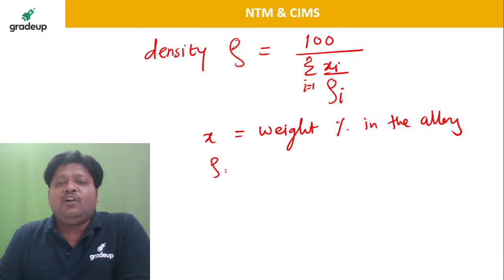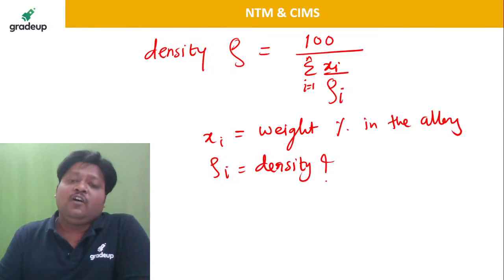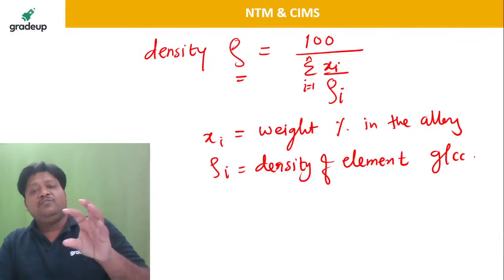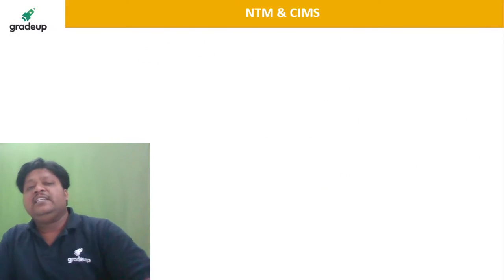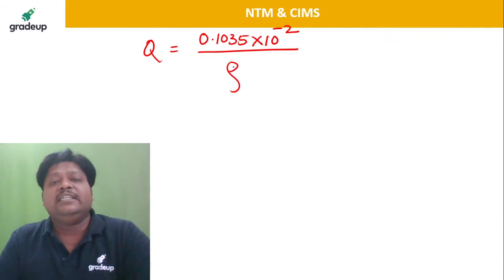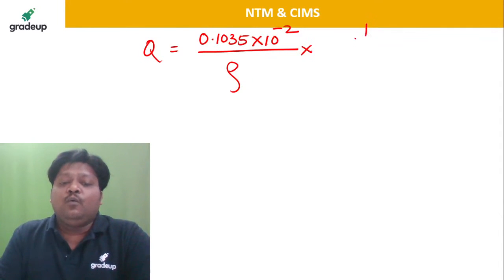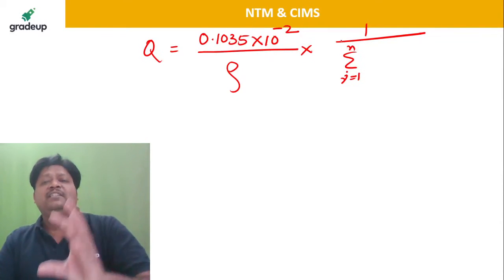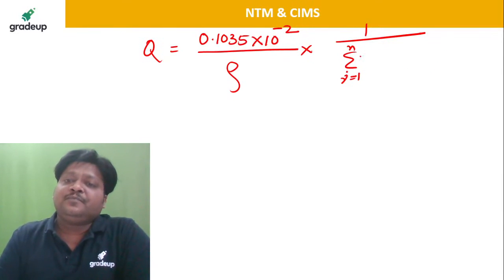And rho i is the density of that particular element, of course in grams per cc. So whenever your workpiece is made up of an alloy, we need to find the density first. Then we will get the material removal rate Q is equal to 0.1035 into 10 to the power minus 2 divided by the calculated density rho for that alloy, into 1 divided by the summation of i from 1 to n, n being how many elements are there in that alloy, of xi zi divided by ai.